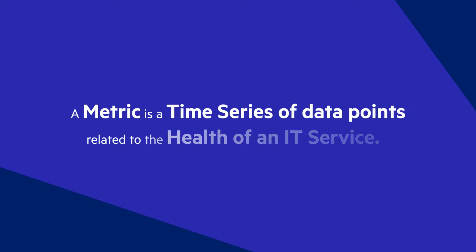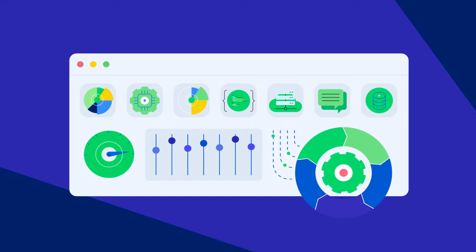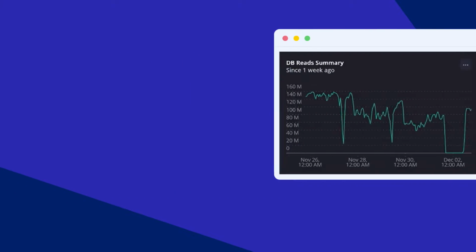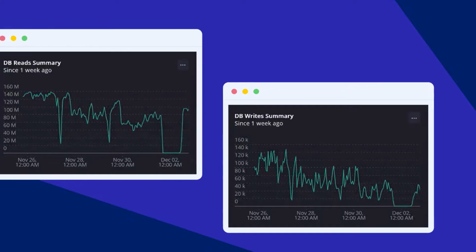A metric is a timed series of data points related to the health of an IT service. The OpenEdge Command Center agents collect valuable metrics from the OpenEdge database and Progress Application Server for OpenEdge. For example, you can monitor database write and read activities from the new Relic APM dashboard and proactively send alerts to avoid downtime.